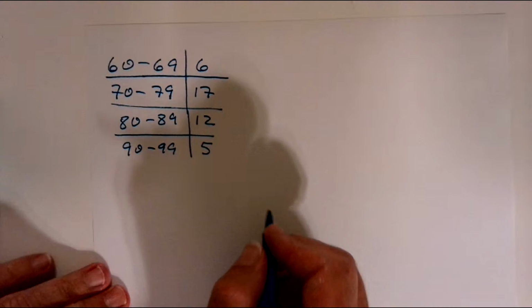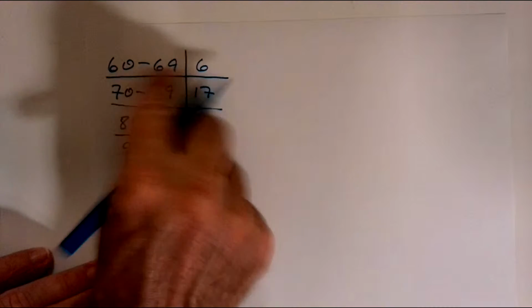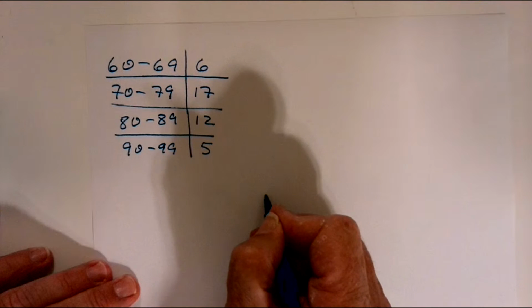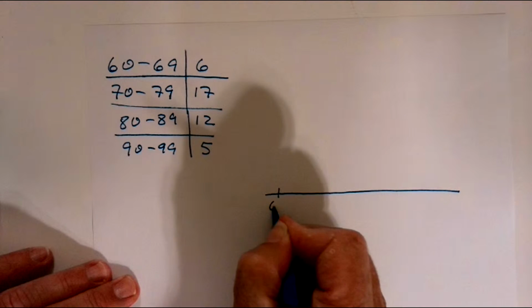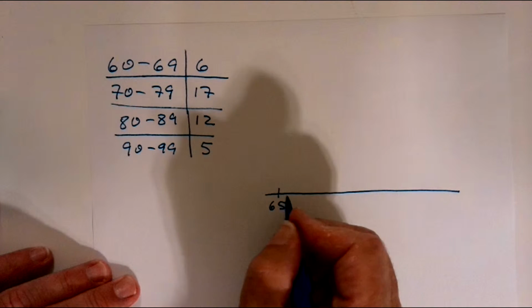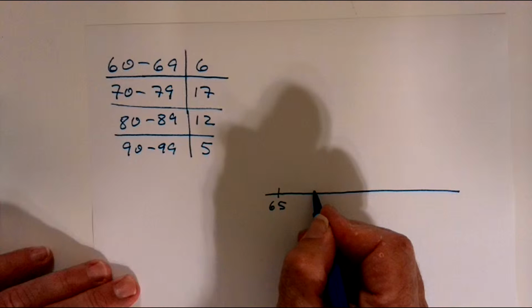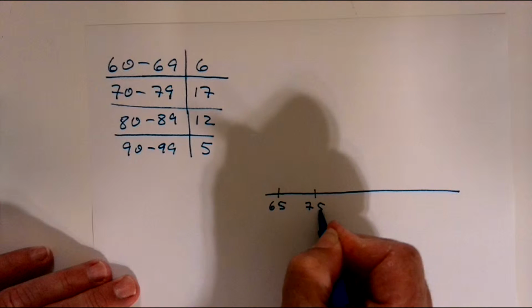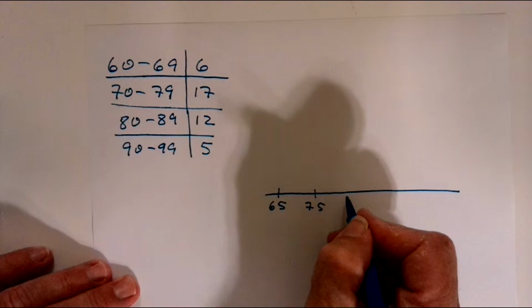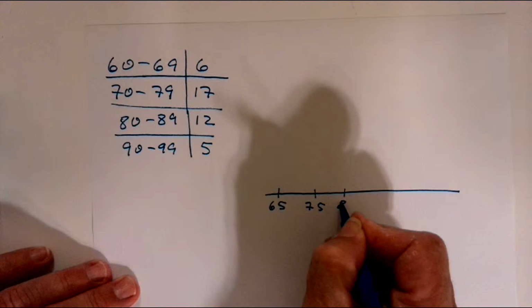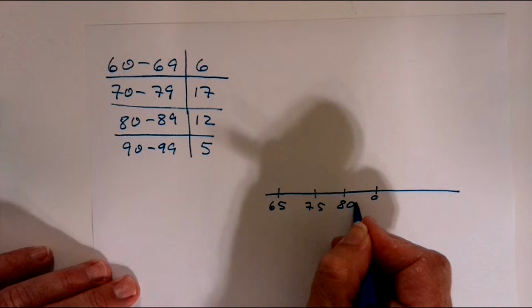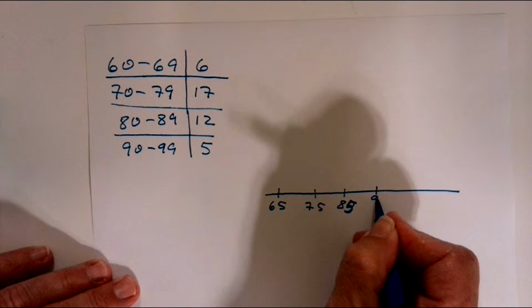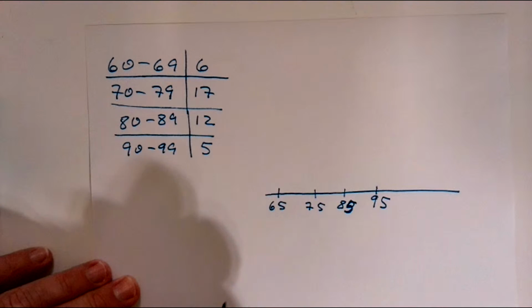Now, from that, we can also build a histogram. Thinking of this as 60 to 70, the number that's in the middle is 65. And we have 6 bricks there. The 70s, we have 17 bricks. The 80s, we have 12 bricks. So that's 85 that's in the middle. In the 90s, 95 is in the middle.